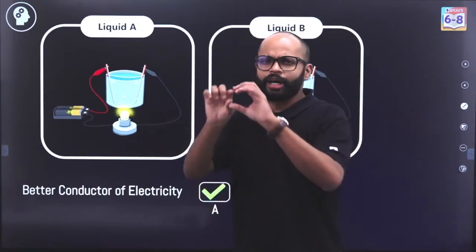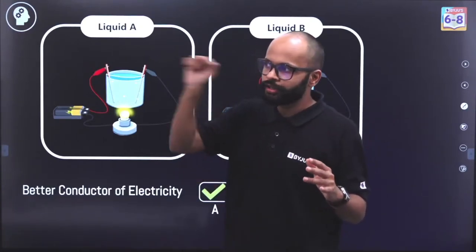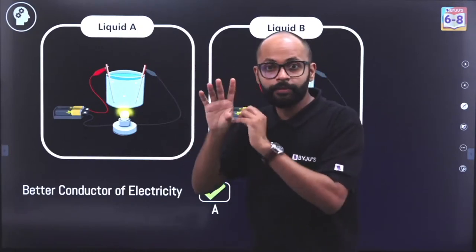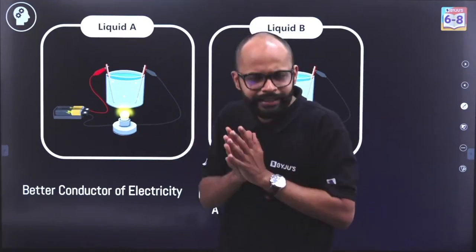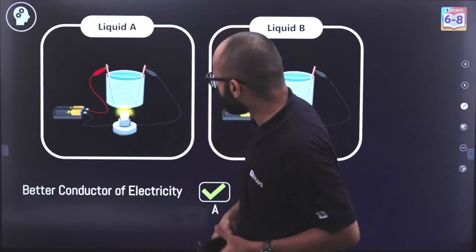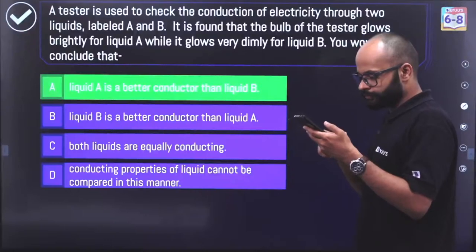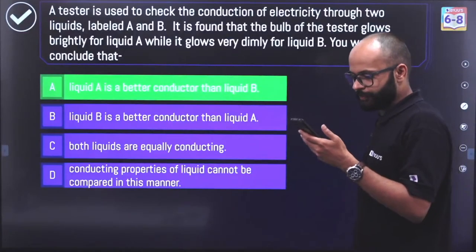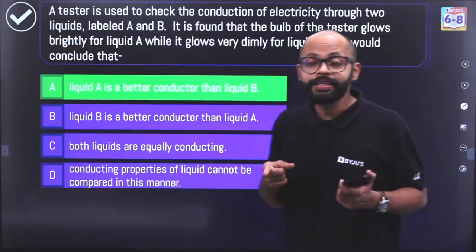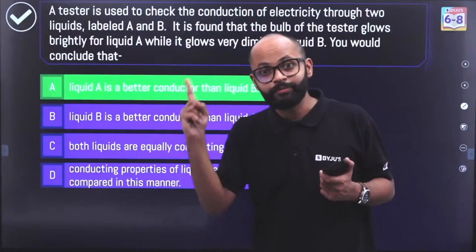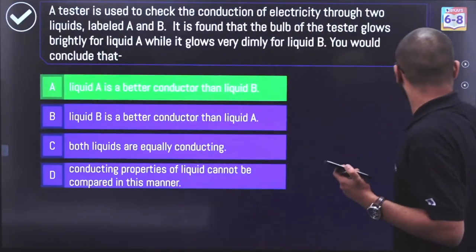The tester at home is like a screwdriver. If an electrician is using it, it will glow brightly, meaning there is a lot of current. If it glows dim, it means there is some leakage current, as they call it. So with less current it will glow faintly, with more current it will glow more, okay? Fine, all right, very good. Yes, you're right, Itesh. So liquid A is a better conductor than liquid B because the tester is telling me that there is more current. More current will be because of good conduction. That's why. Okay, next question.